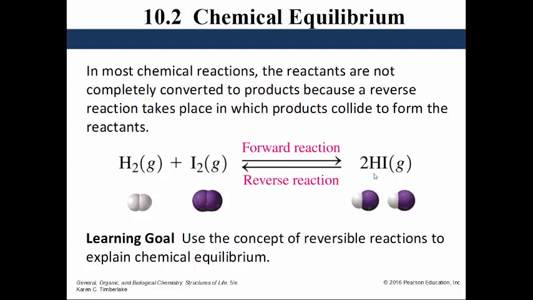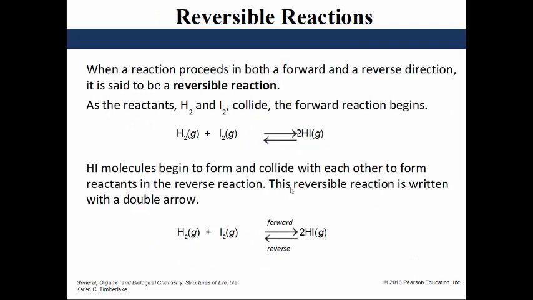If it goes from here back this way, it's called a reverse reaction. These reactants combine together to form this product. This will break down to form these, and it goes back and forth, forward and backward, forward and backward. So when a reaction will proceed both in the forward and backward direction, it's called reversible. As these reactants collide, hydrogen and iodine, the forward reaction will complete.